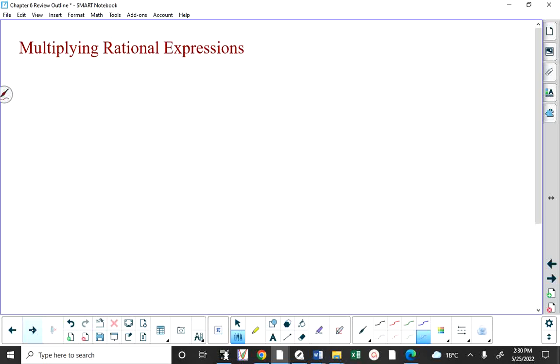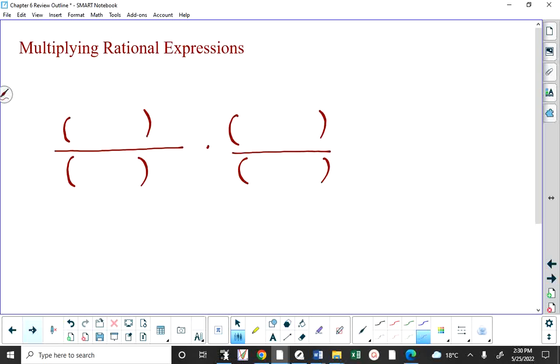Multiplying rational expressions, factor and cancel. Because remember, this rational expression multiplied by this rational expression, I better label these.